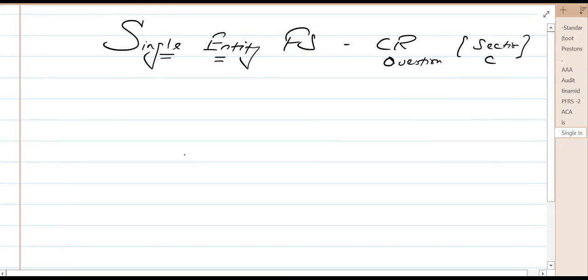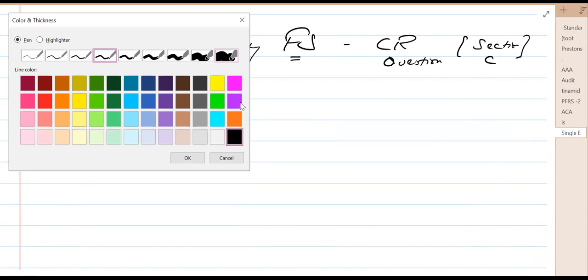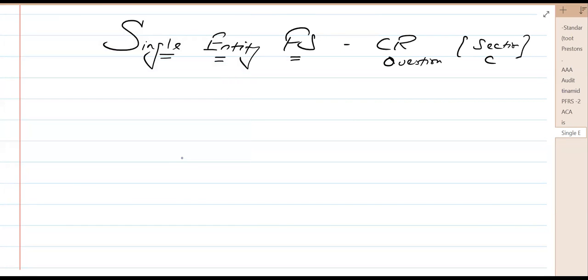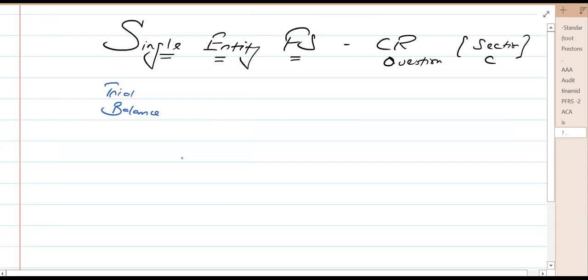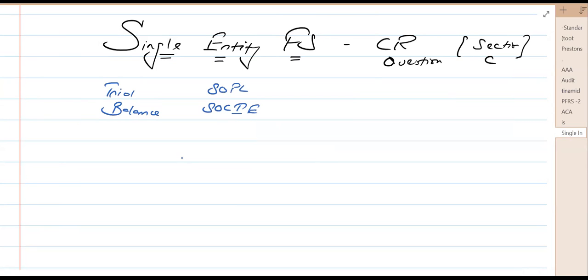When we say single entity financial statement, most of the time you will be having the trial balance, and from the trial balance you are supposed to make the statement of profit or loss, statement of changes in equity, and then statement of the financial position. So you will be having a trial balance, and obviously there is a debit and credit side of the trial balance.